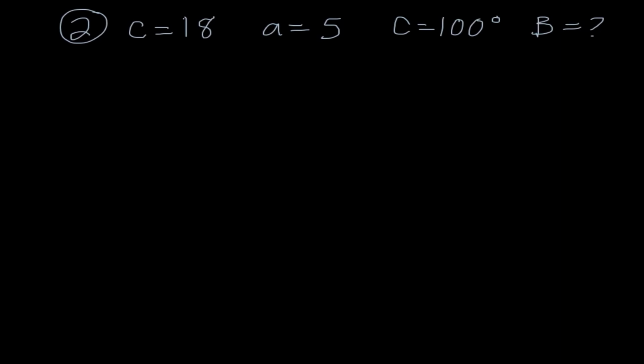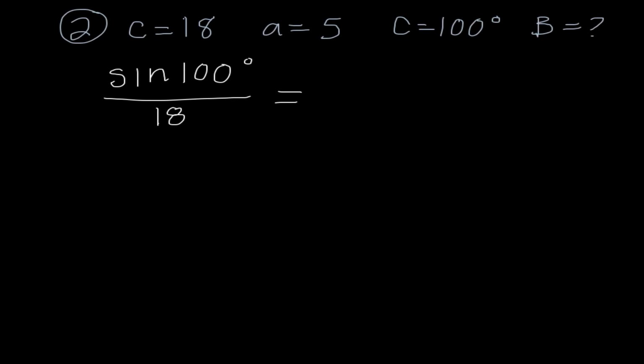Okay, but moving on to number two, this problem is a little bit more difficult. First of all, if I look at these two angles, I notice we have two angles, so I'm thinking law of sines. And I notice that I have C's, I have an angle and a side, so that is definitely going to be one side of my fraction, or I should say one side of my equation. So I have sine of 100 degrees divided by 18.